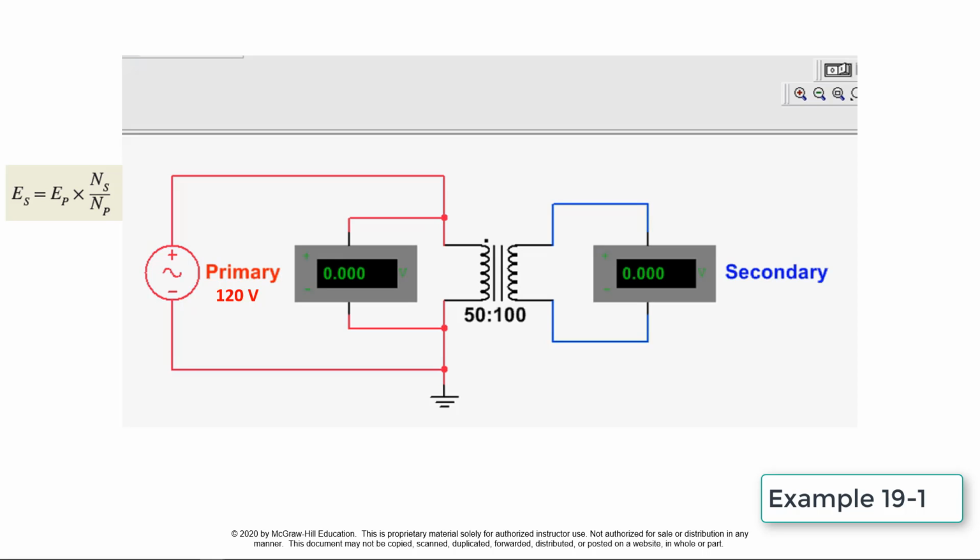E secondary is equal to E primary times the number of turns in the secondary divided by the number of turns in the primary. The simulation is turned on to confirm the calculation. Since the secondary voltage is greater than the primary voltage, this is called a step-up transformer.